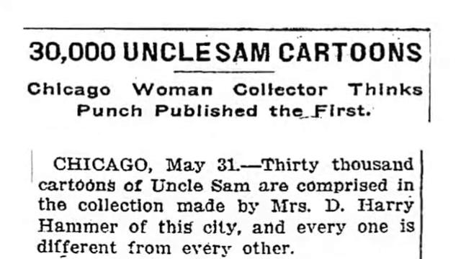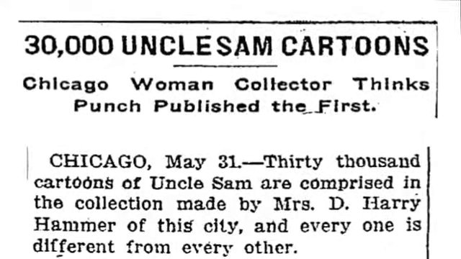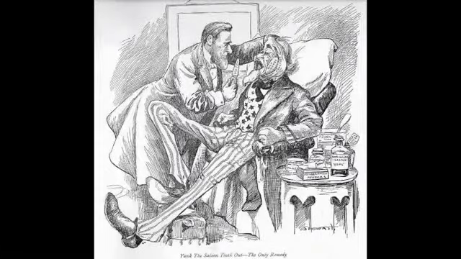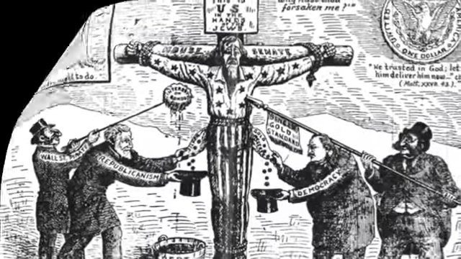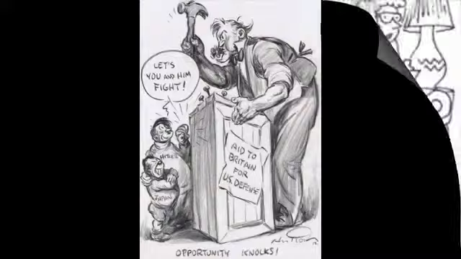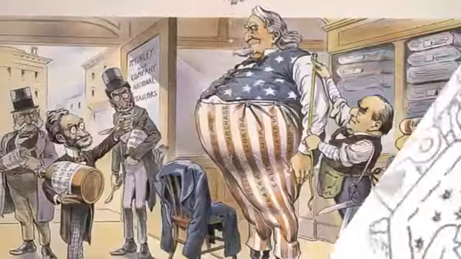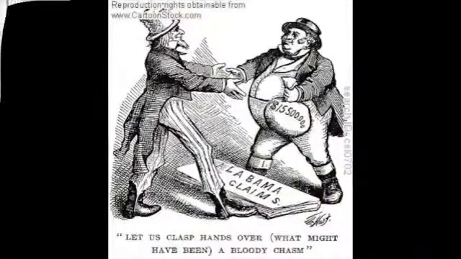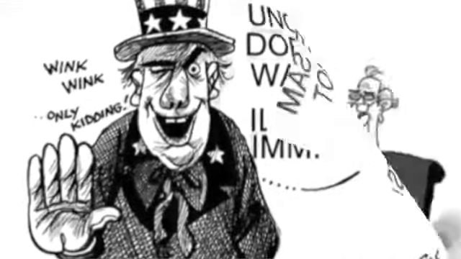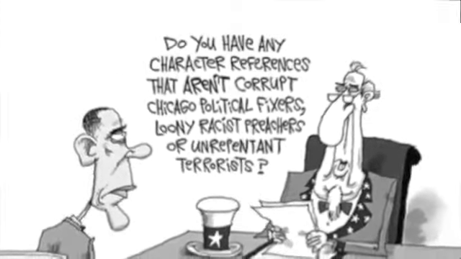We know this is an ordinary image because in 1913, the New York Times published an article saying that a woman in Chicago had collected over 30,000 different images of Uncle Sam in political cartoons. We know that with so many years past, there are thousands and thousands more cartoons utilizing Uncle Sam. In addition, as a political cartoon, this impacts both the ruler and the ruled.